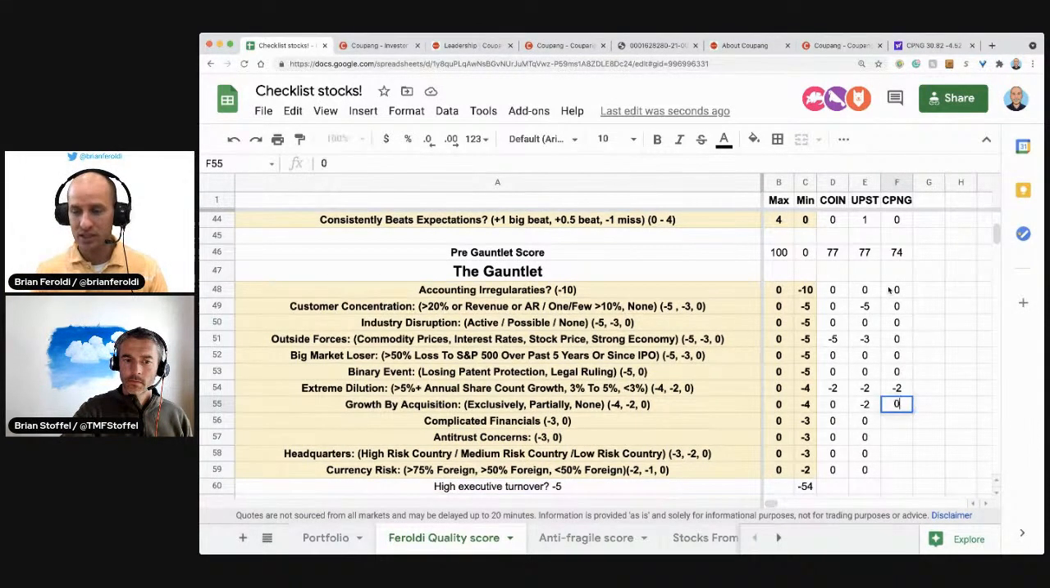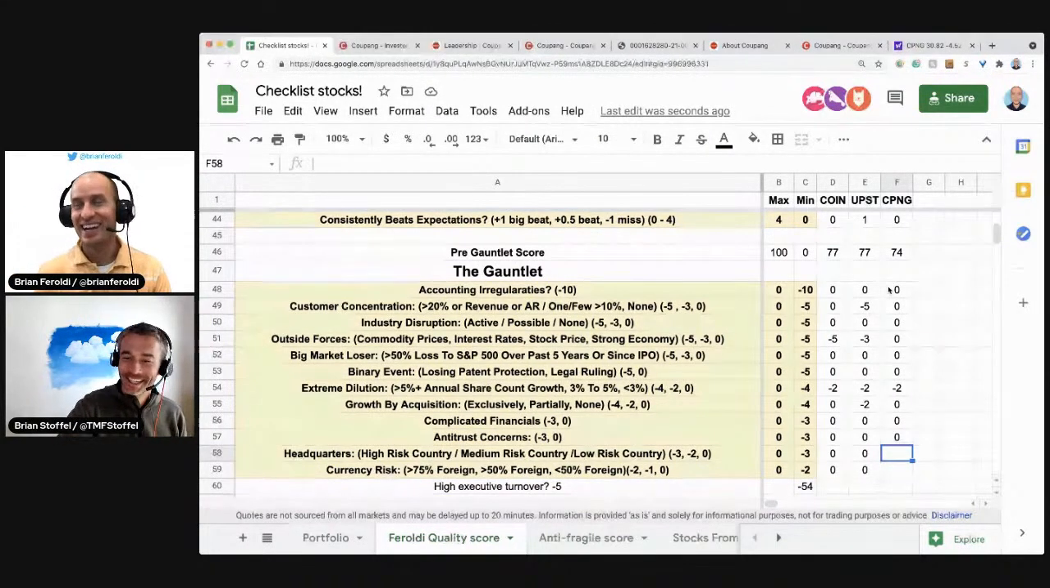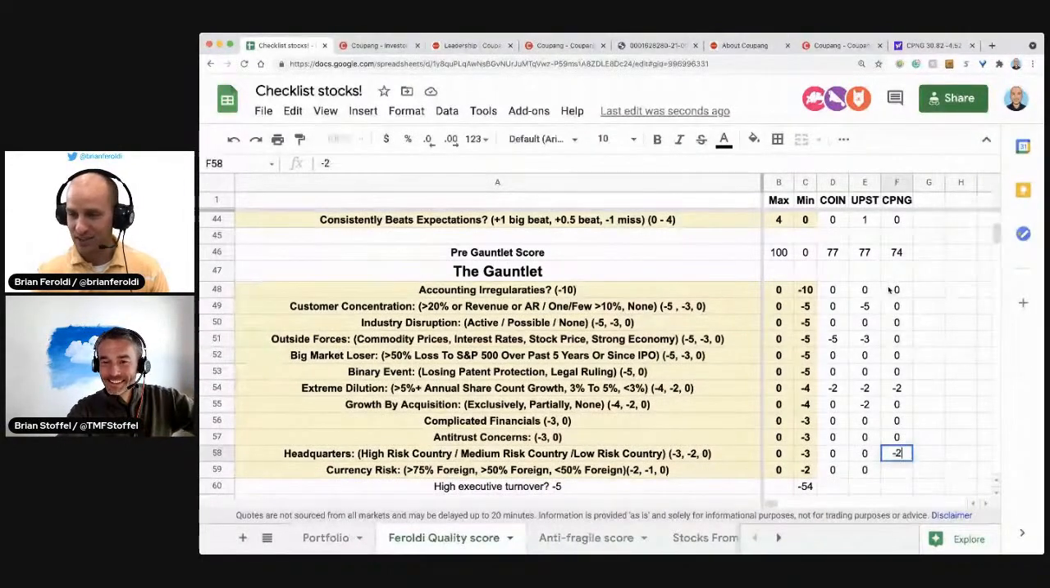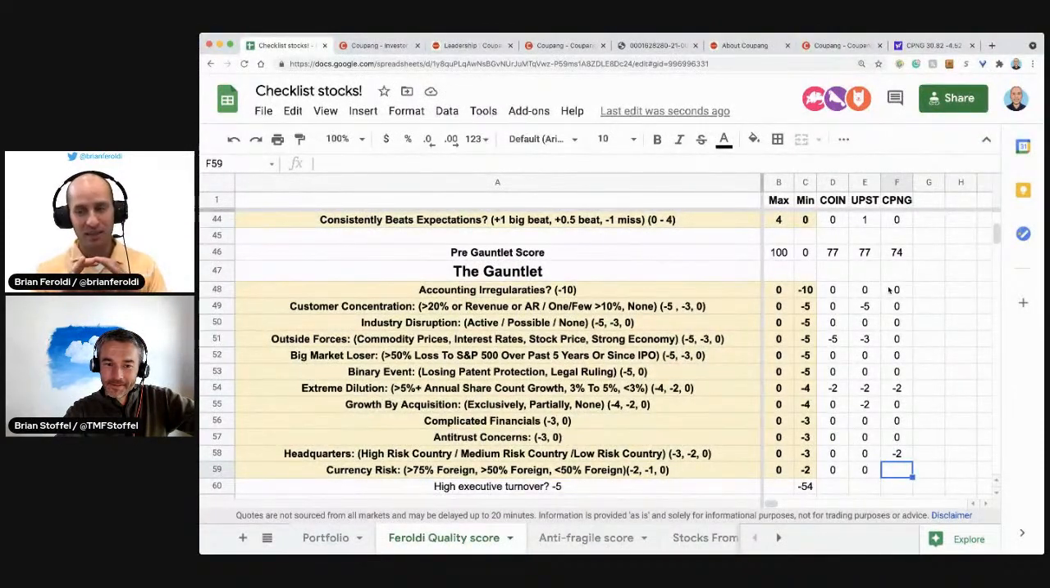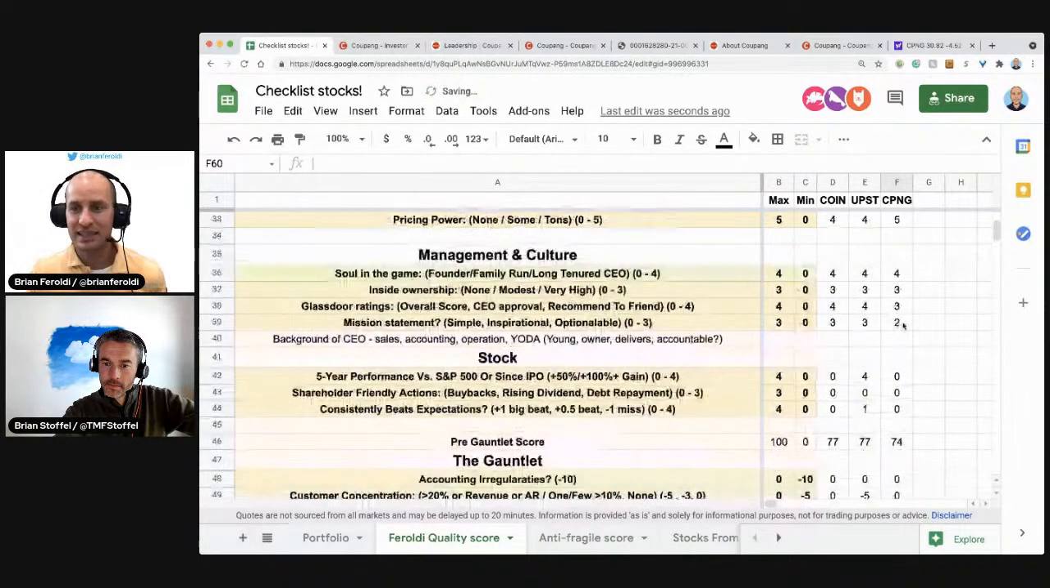Are they growing by acquisition? No. Are the financials complicated? No. Antitrust concerns? No. Headquarter risk. While it is in a foreign market, I think South Korea is a very low risk geography, with the sole exception being their neighbor to the north. That is a risk, so I'm going to knock off 2 points there. While I'm very confident in South Korea as a stable, good place to be, that is a geopolitical risk for this company. And then currency: 100% of their currency is not in the United States. So you add that all up, and that is a 68.